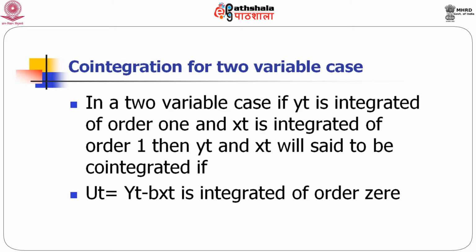Then if you find that yt and xt are integrated of order 1, you just regress yt on xt and take the residual ut hat equal to yt minus beta hat xt, and then apply a unit root test on the variable ut. Now, if you find that the ut series follows an I0 series, that is, it is integrated of order 0, then you say that the yt series and xt series are co-integrated.